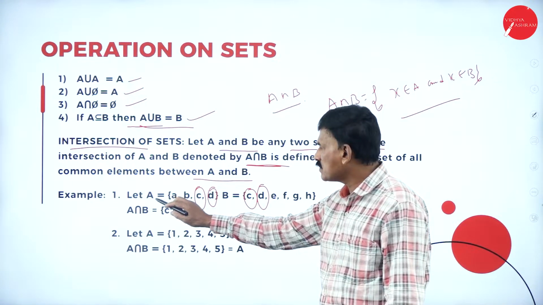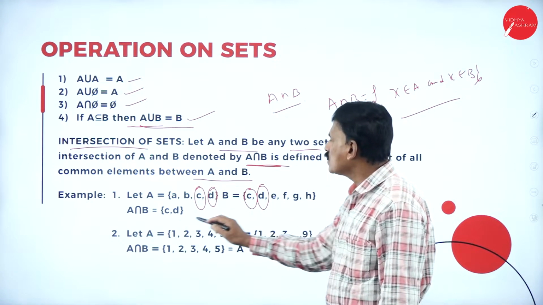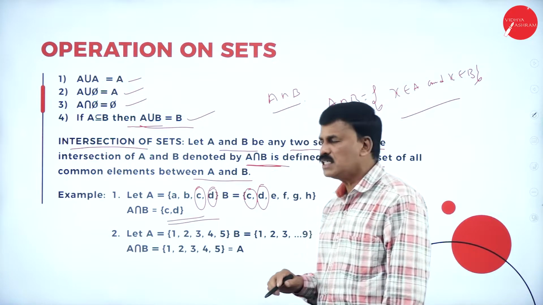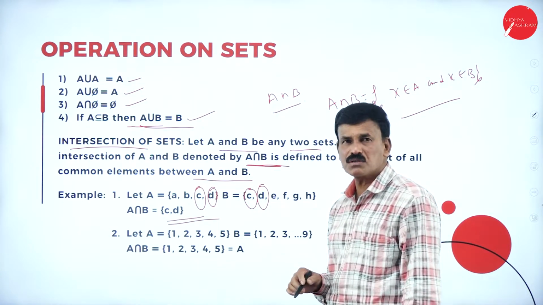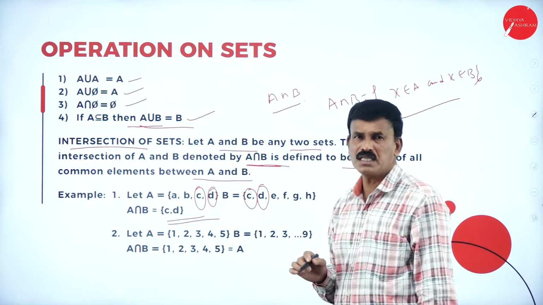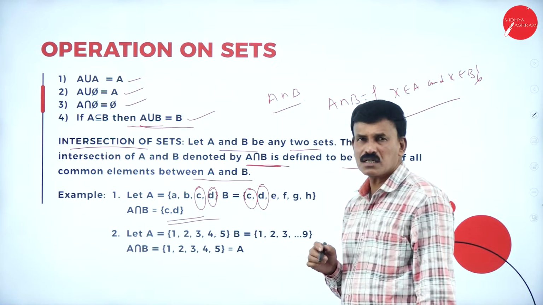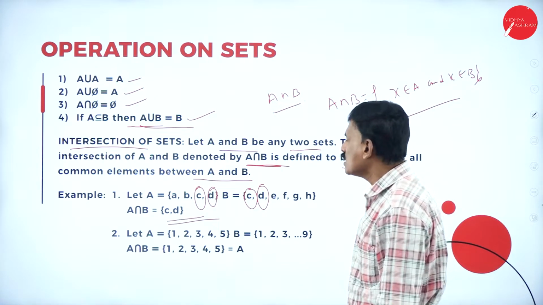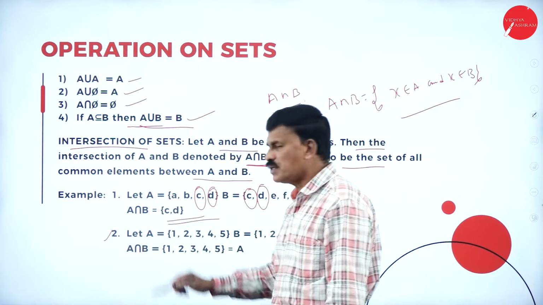Similarly, a and b are elements of set A, they are not included in the set B. The common elements are c, d. Therefore, A intersection B is equal to {c, d}. So, the common elements in these two sets are called the A intersection B, that is equal to {c, d}, the intersection of two sets. Now, let us come to one more example.